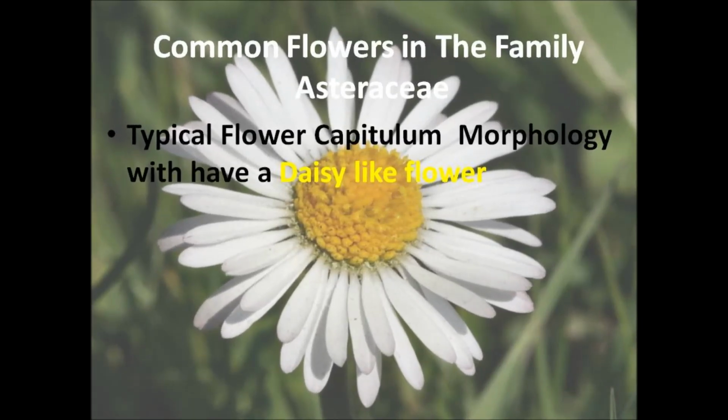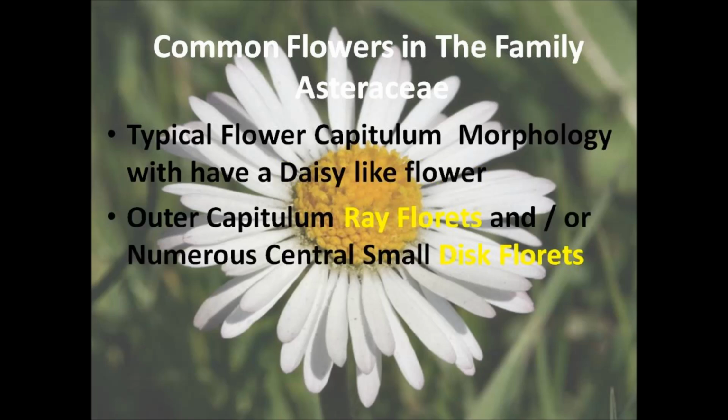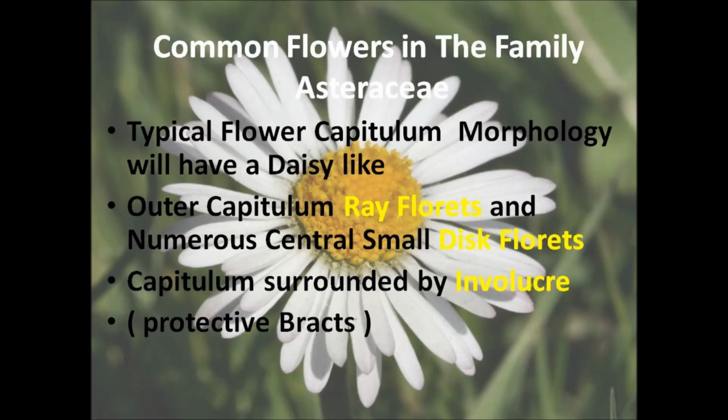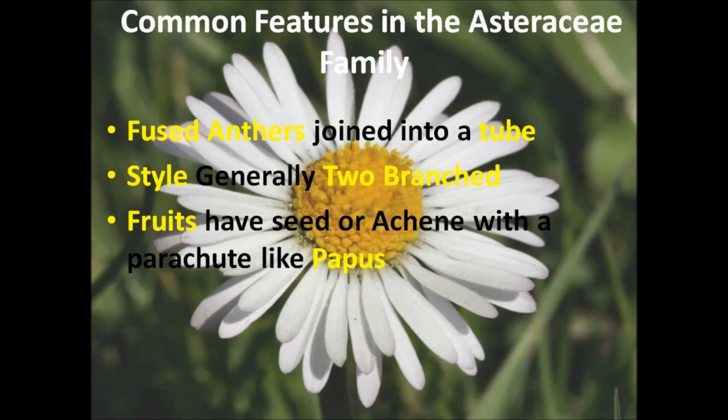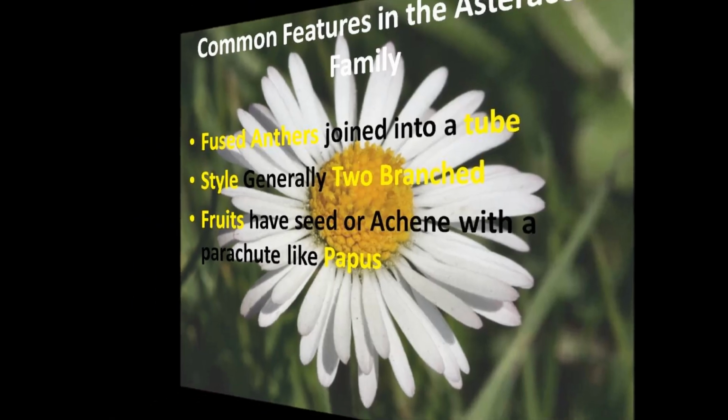So, in summary, if your flower has a typical capitulum morphology with a daisy-like flower, if your flower has an outer capitulum of Ray Florets and or numerous central small Disk Florets, or if the capitulum of the flower is surrounded by involucral bracts or phyllaries, the Disk Florets have 5 fused anthers joined into a tube, the style of the floret having 2 branches, and the fruit produced has a dry seed or achene with a parachute-like pappus, then the plant is likely to be in the family Asteraceae.